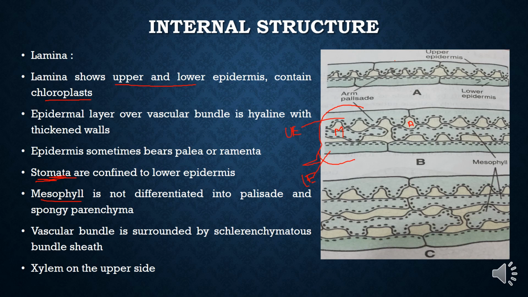So about the upper and lower epidermis, the middle layer is the mesophyll, and the epidermis is usually chlorophyllous, but when we see the upper epidermis in the vascular region, it is a bit thick walled. It turns sclerenchymatous, not collenchymatous. And about the vascular bundle, we see both xylem and phloem, with xylem on the upper side and phloem on the lower side, that is facing the lower epidermis in the leaf.